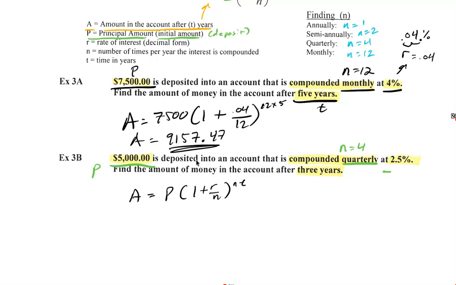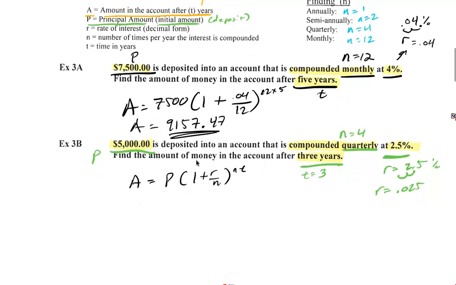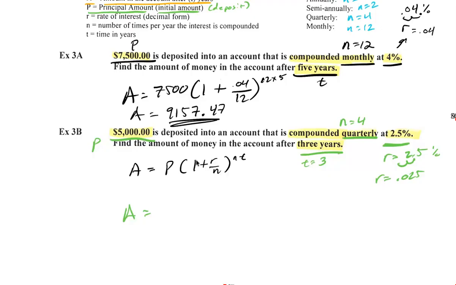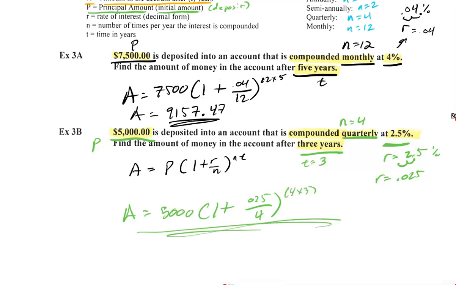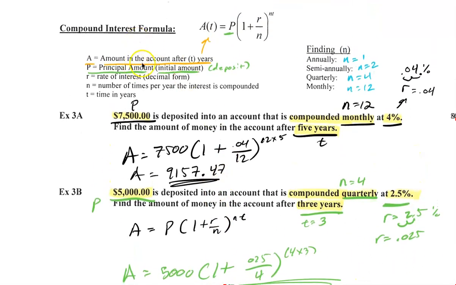My rate, that's the hardest thing for most people, right? It's 2.5. I got to make that a decimal, not a percent. So there's our decimal. I have to move it over left 2 spots. So 0.025 is my R. And we're going to do this after 3 years. So T equals 3. So let's write it up. A equals 5,000. 1 plus R, which is 0.025 over N, which is going to be quarterly, so 4, to the power of 4 times years 3. And again, we'll type into our calculator, get an answer.